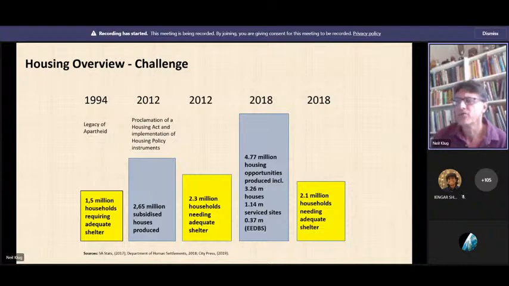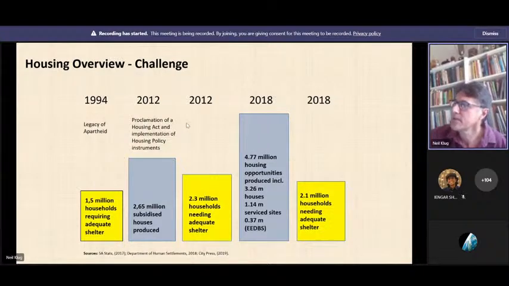In 1994, at the end of apartheid, there was basically a 1.5 million households backlog of what they classified as adequate shelter for people. And that was really the legacy of apartheid, of discrimination against certain groupings in the country. At the end of apartheid, the new democratic government instituted housing policies in 1997, and they rolled out the Reconstruction and Development Programme housing, which was just to focus on top structures. And they rolled out 2.65 million by 2012.